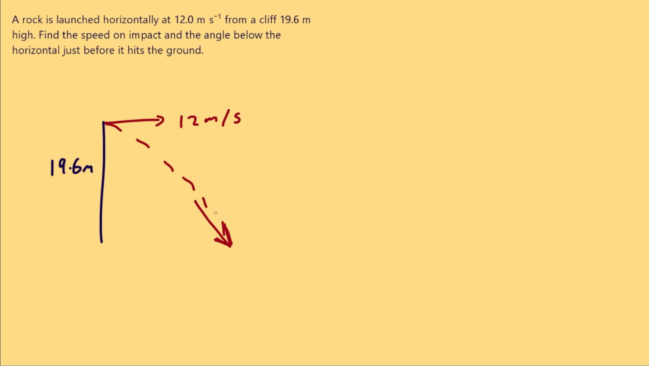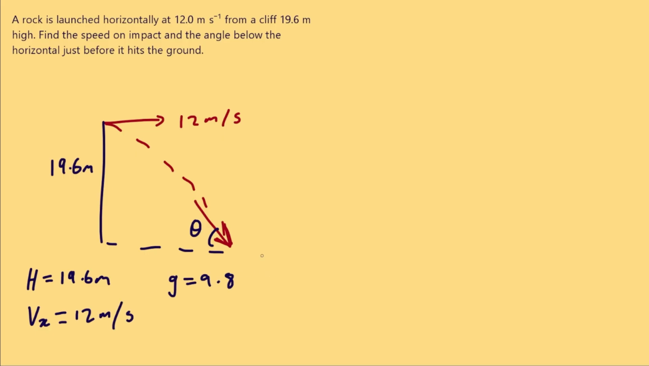Now we're finding, 1, what is that velocity? And 2, what is the angle right here? I'll give you a second to pause and attempt this problem yourself before I walk you through it. Now, like usual, I'm gonna label out what we know. We know the height is 19.6. The horizontal velocity is 12. And again, gravity 9.8. What do we not know? We're looking for the angle and the final velocity.